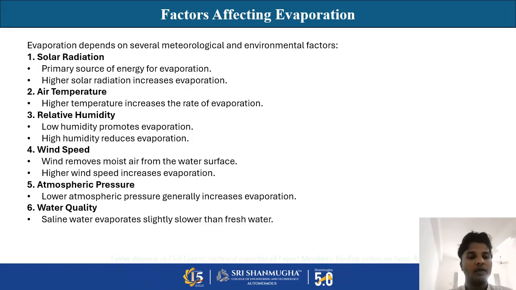Next is atmospheric pressure. Lower atmospheric pressure generally increases evaporation. Then water quality: saline water evaporates slightly slower than fresh water, so fresh water evaporates more rapidly than saline water. Again, solar radiation, air temperature, relative humidity, wind speed, atmospheric pressure, and water quality: based on these things, evaporation is affected. These are the factors involved in the evaporation process. Okay, we can move to the next slide.